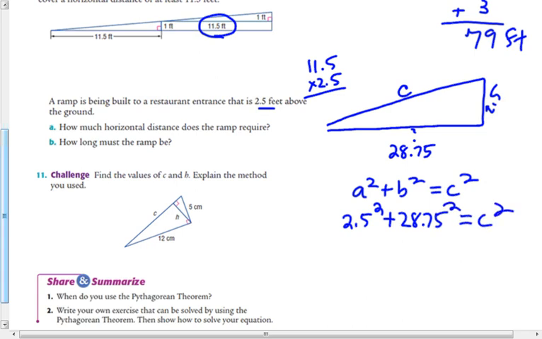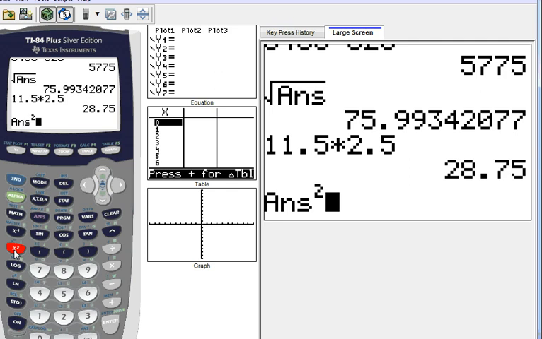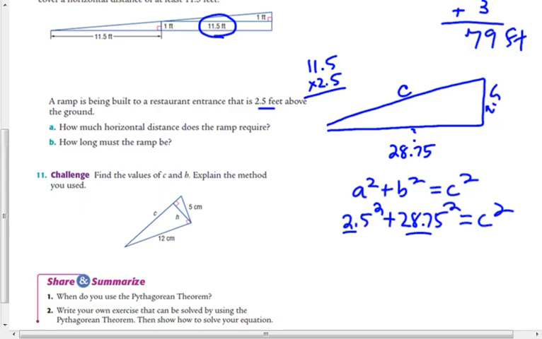Simplify this. I am going to square those ends together. So we're going to do 28.75 squared. That was my last answer, so I can just do that plus 2.5 squared. That gives us that number, and so that's equal to 832. Let's just say 833. That's close enough.